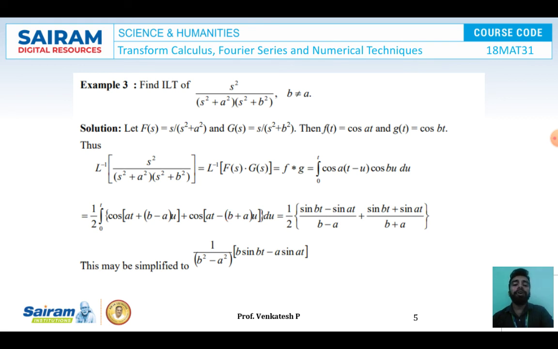So after integration, we got 1 by 2 into sin bt minus sin at divided by b minus a plus sin bt plus sin at by b plus a after applying the limit. So by taking LCM and simplifying further, we got the equation like 1 by b square minus a square into b sin bt minus a sin at is the required solution for the given problem s square by s square plus a square into s square plus b square by using the convolution theorem.